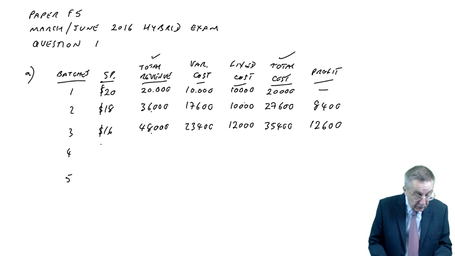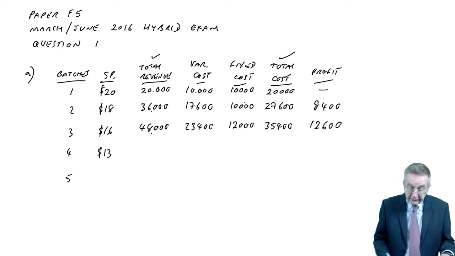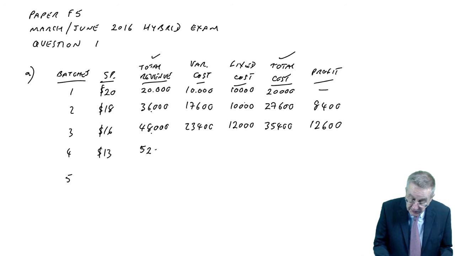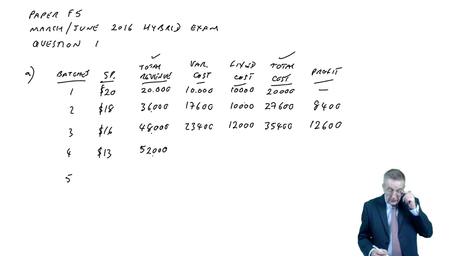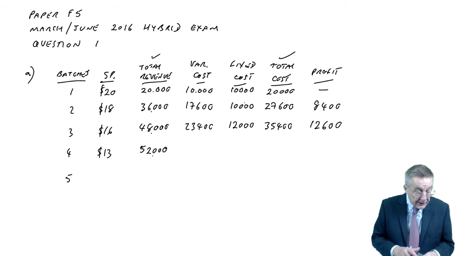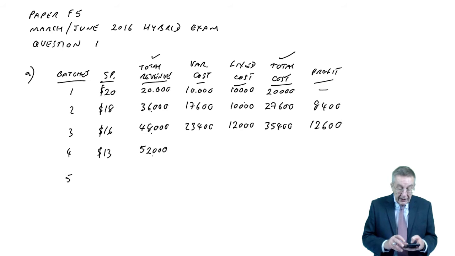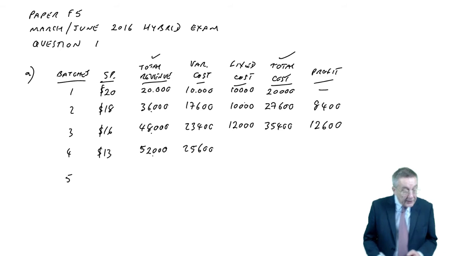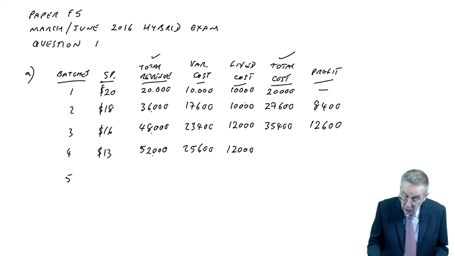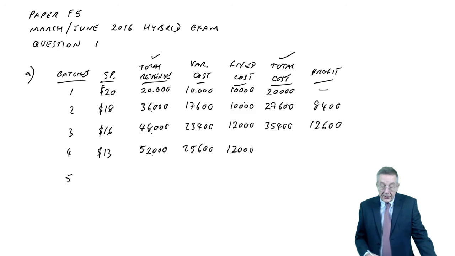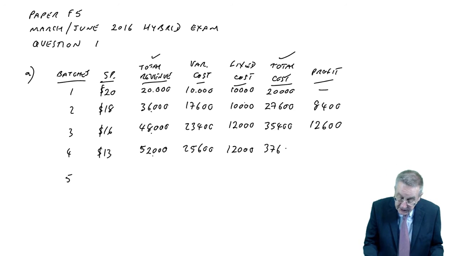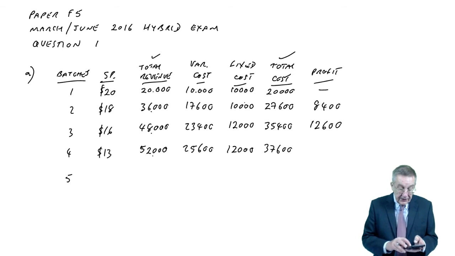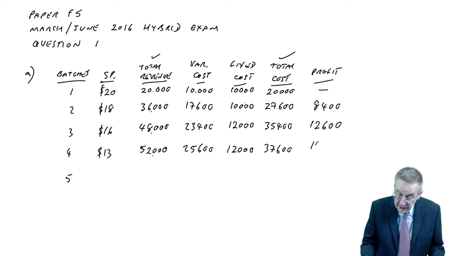The selling price would have to fall to 13. 4 batches of 1,000, 4,000 units at 13 is 52,000 total revenue. The variable cost, 4,000 at 640 a unit is 25,600. The fixed cost, straight from the question, 12,000. So the total costs, 25,600 plus 12,000 is 37,600. And therefore the profit, 52,000 minus 37,600, 14,400.